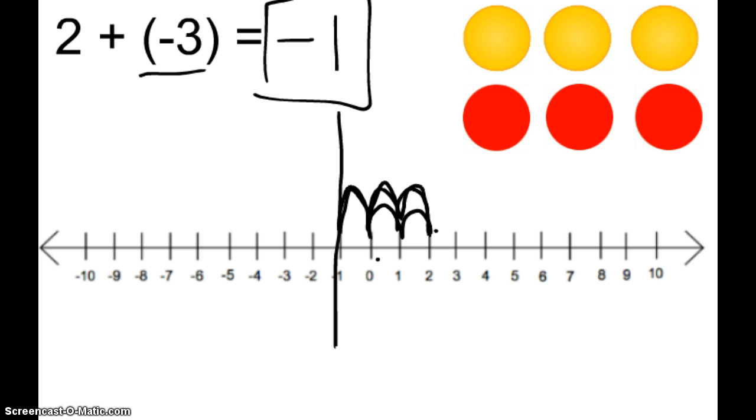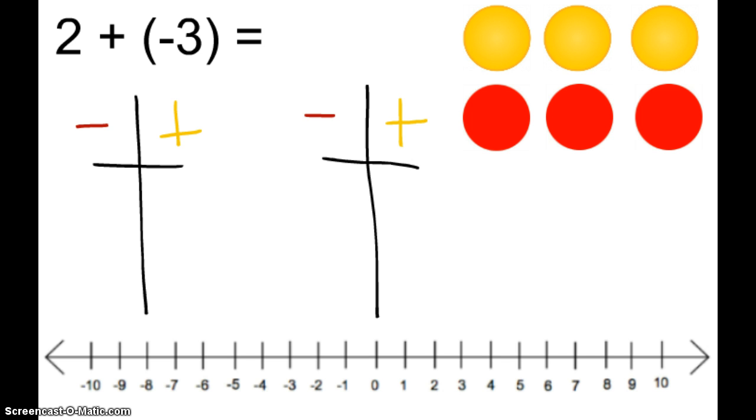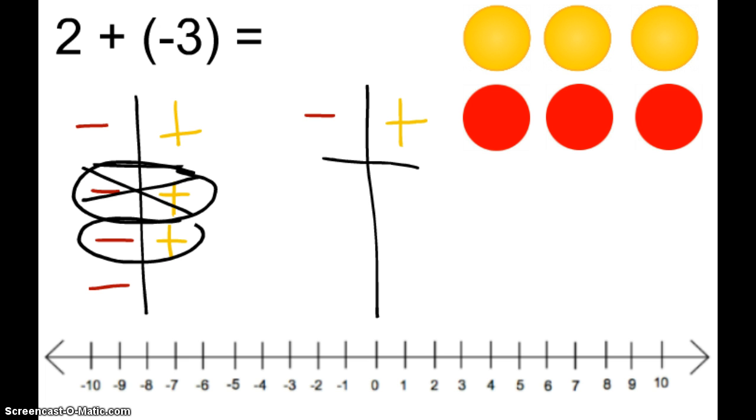Now we'll look at our T-chart. So we're going to start with 2 positives. So 1, 2 positives, and then 3 negatives. 1, 2, 3 negatives. So remember what happens. There's a 0 pair. Zeroes out. 2 0 pairs, 0 out. So what are we left with? Just this 1 negative.